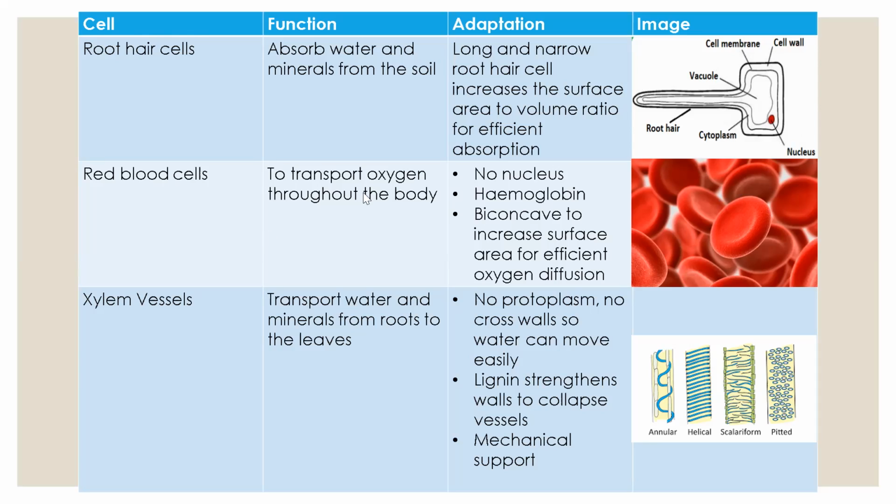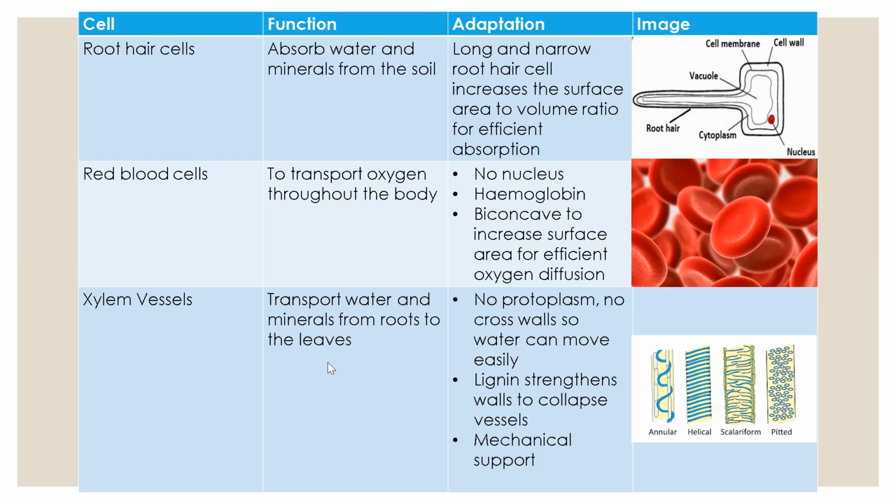Then we have red blood cells. They transport oxygen and they have no nucleus, so that allows them to carry more oxygen because now the nucleus is not taking up space. It also contains a red pigment that binds to oxygen. What's that pigment? Hemoglobin. And that helps carry oxygen throughout the body. It's also biconcave. What does biconcave mean? You can see how it's flattened inwards from the center, and that is helping it to increase its surface area, and in that manner, more oxygen can be diffused. Lastly, we have xylem vessels.